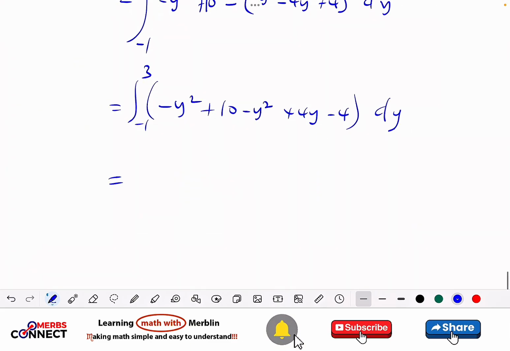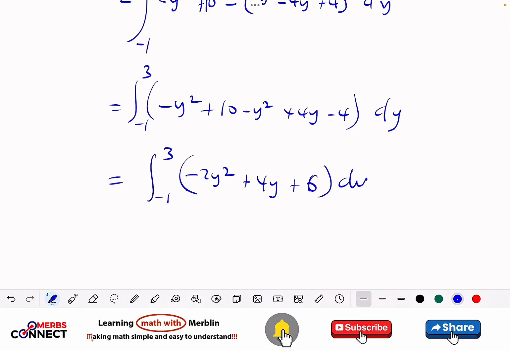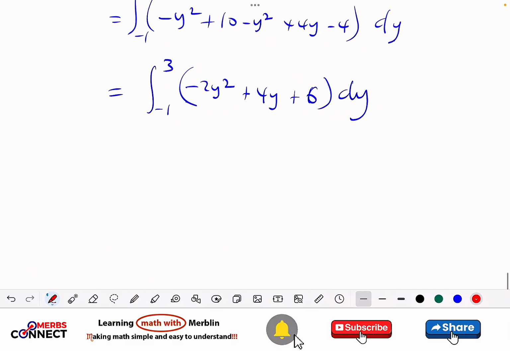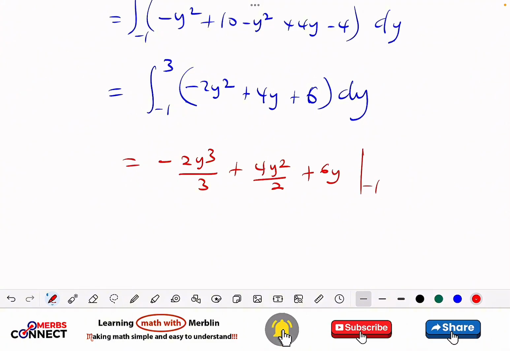So let's combine them and have minus 2y squared plus 4y plus 6 dy. Let's see what we are going to get for the integration. This is going to be minus 2y cubed divided by 3 plus 4y squared divided by 2 plus 6y, from minus 1 to 3. 4 divided by 2 is going to give us 2, so we can write this one as 2y squared.